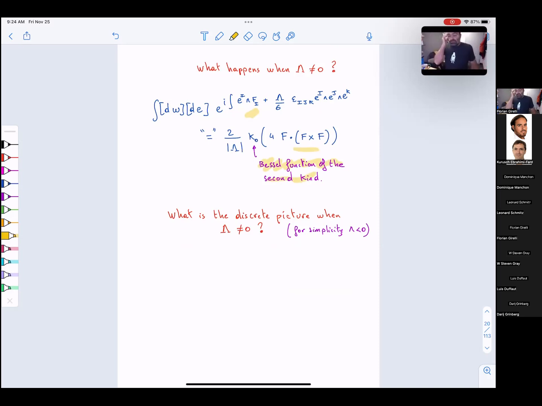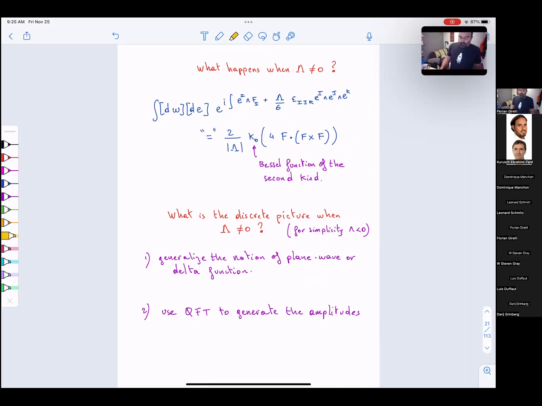Because this is not a delta. We get this Bessel function. So what's happening there? That looks pretty complicated, and I want to address this point. And like I said, I will always work with lambda negative, and so in the Euclidean case with SU(2).